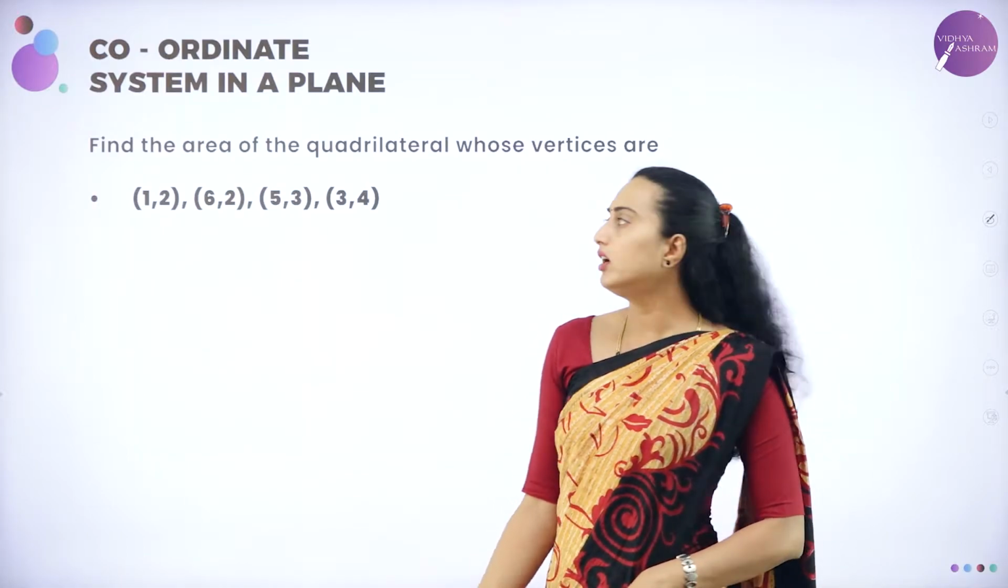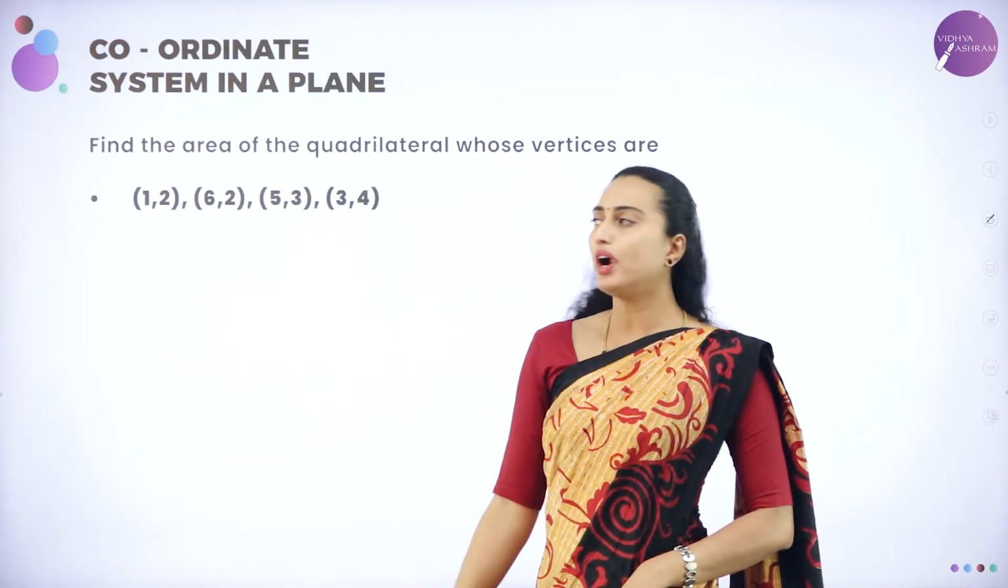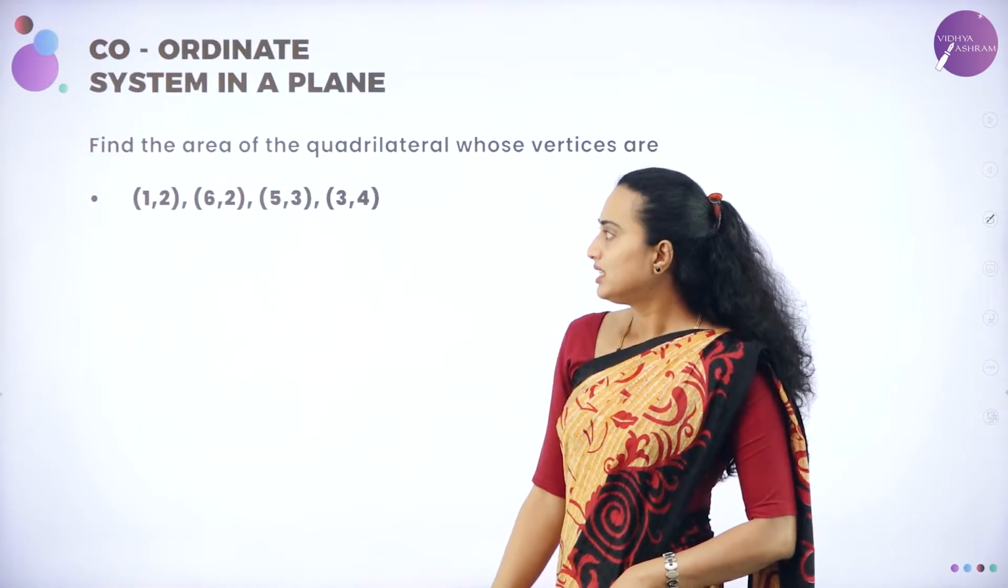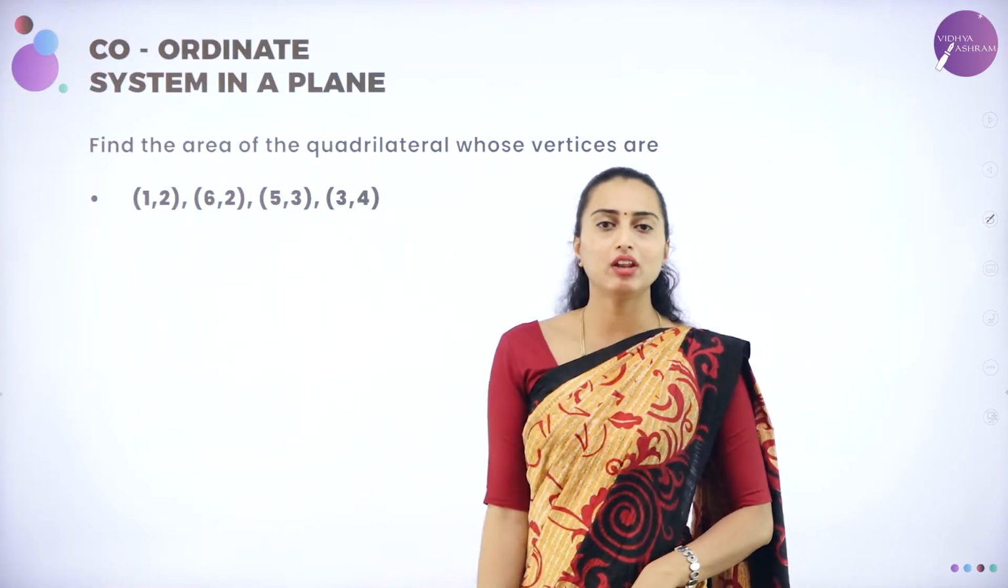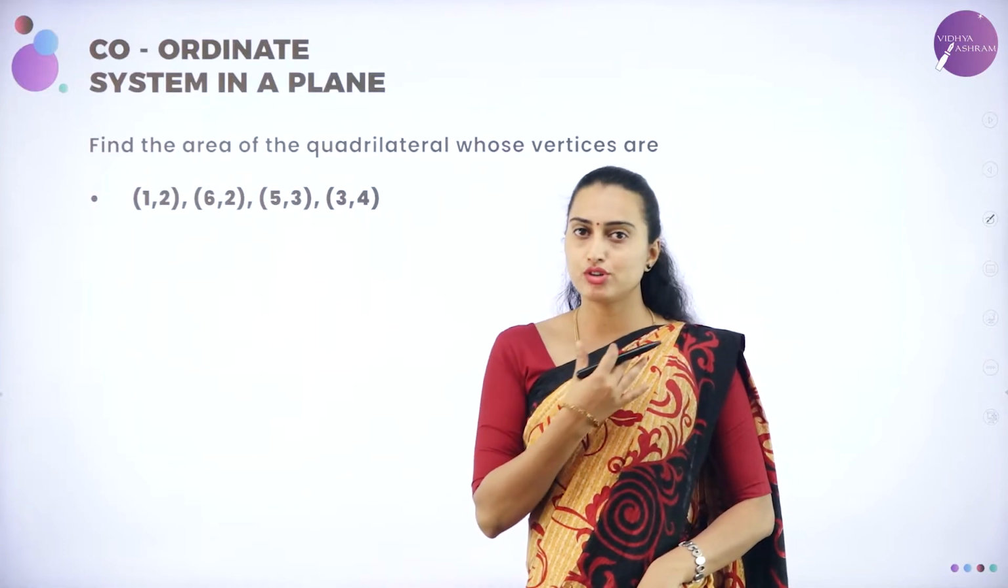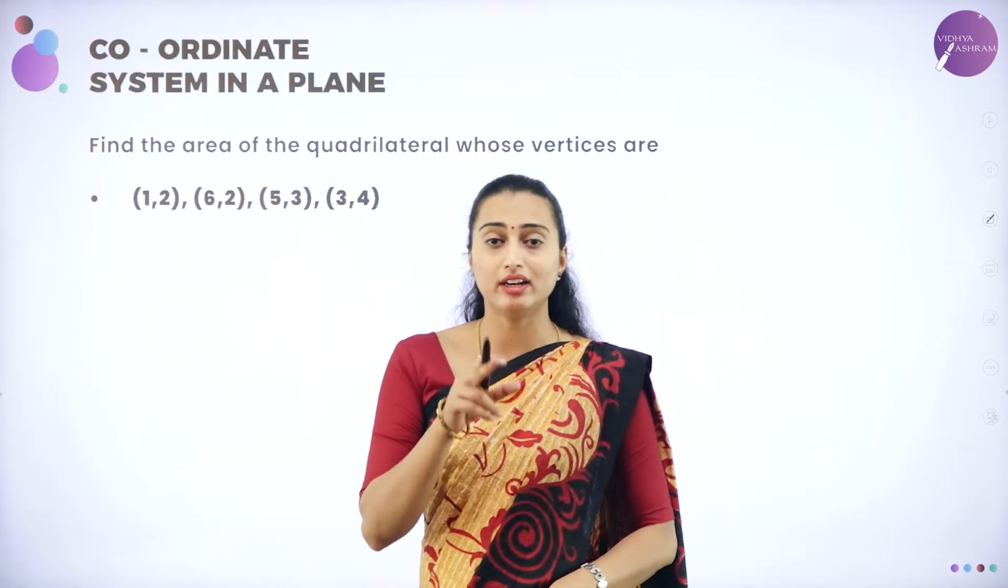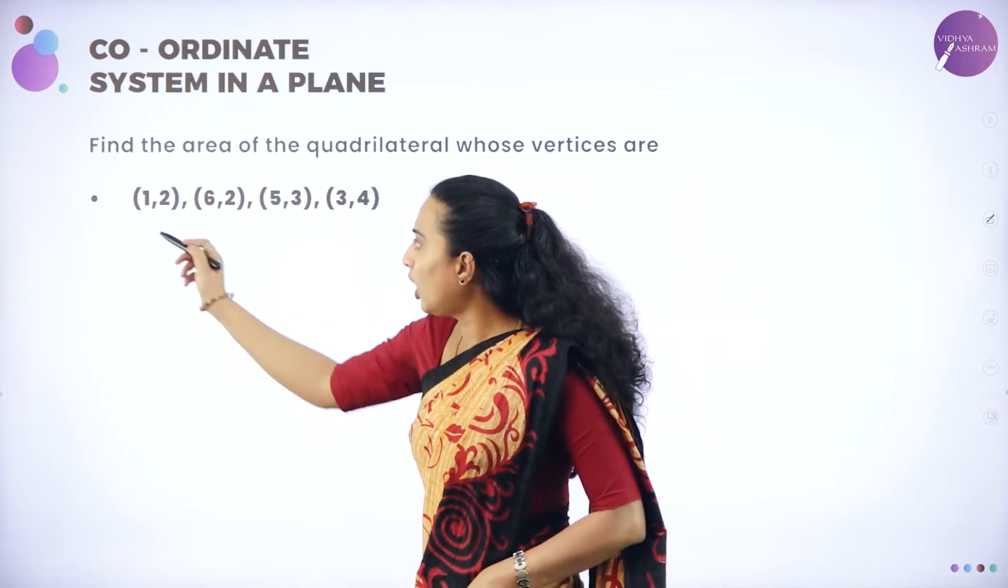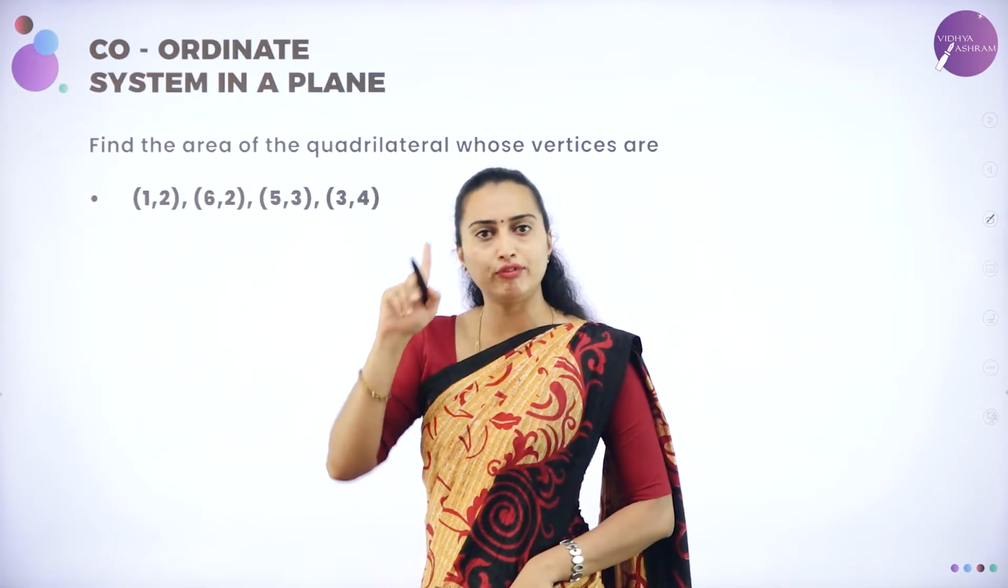Find the area of the quadrilateral whose vertices are 1, 2, 6, 2, 5, 3 and then 3, 4. I am going to draw the diagram here showing how the quadrilateral is divided by the given points. Since all the points are positive, it will lie in the first quadrant only.